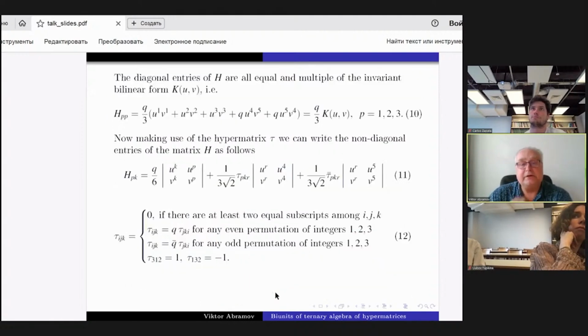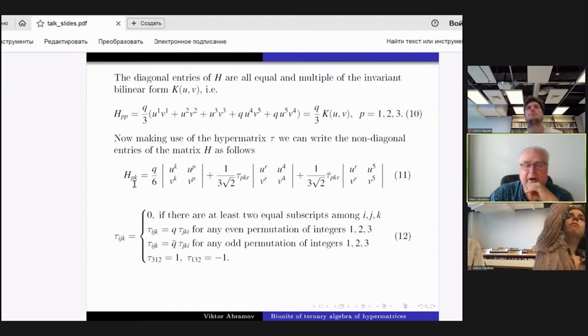So now I calculated all this. The diagonal entries of H are equal to this invariant, but the non-diagonal part, of course, I said that from this property it follows that it should be skew-symmetric. We can see it here that it's skew-symmetric with respect to U and V. Here we have these coordinates. And it's also skew-symmetric with respect to P and K.